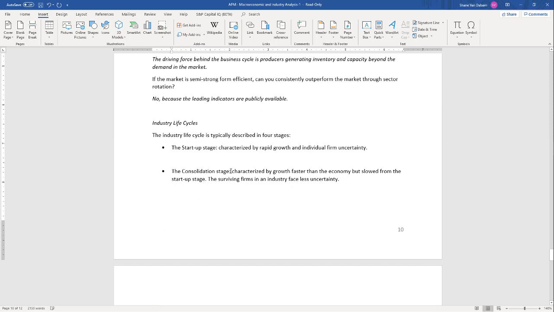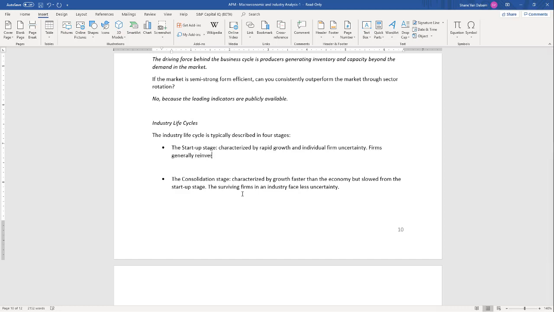So moving on to industry life cycles. The industry life cycle is typically described in 4 stages. The startup stage, this is characterized by rapid growth and individual firm uncertainty. In this stage, firms generally reinvest all income. So they're not paying out dividends, they're not repurchasing stock, they're using all available funds to grow their capacity of their business.